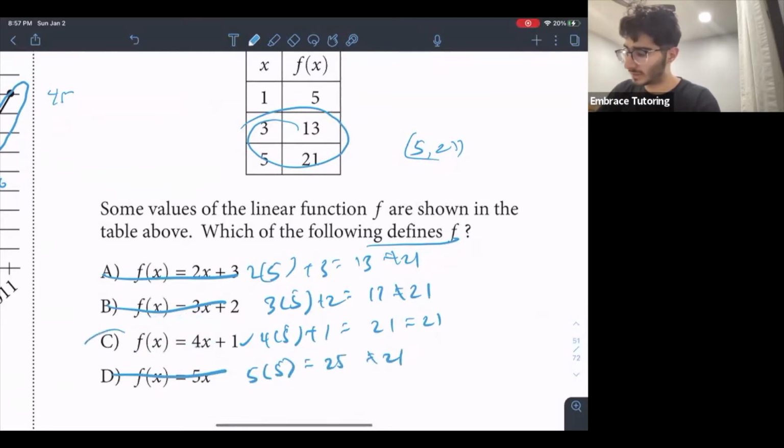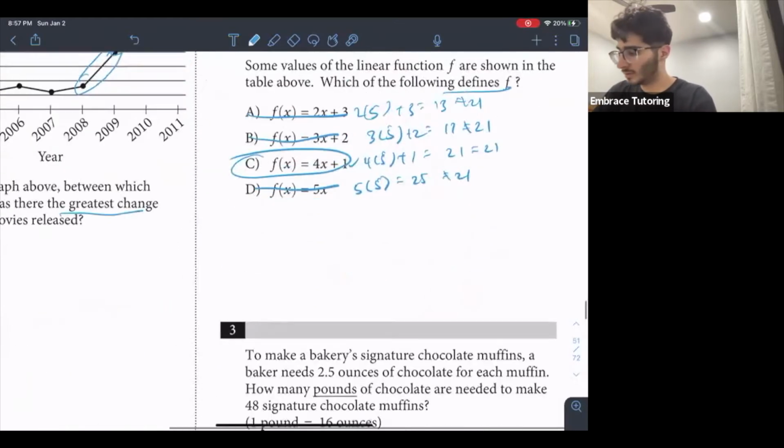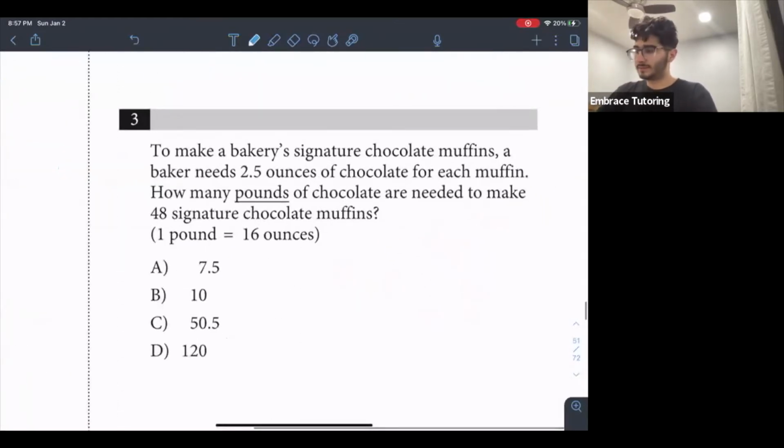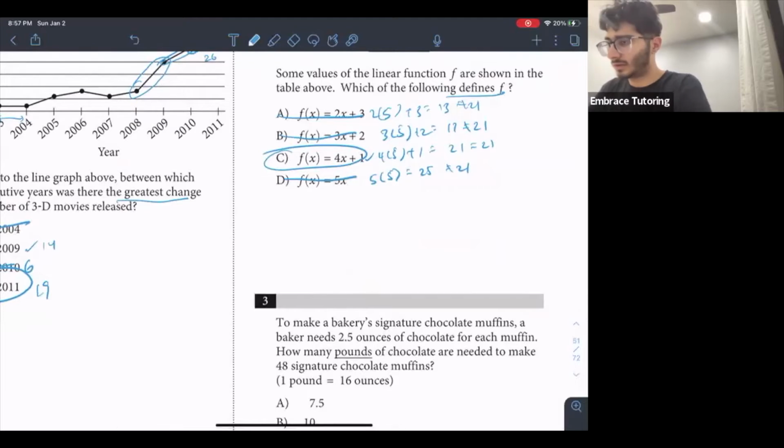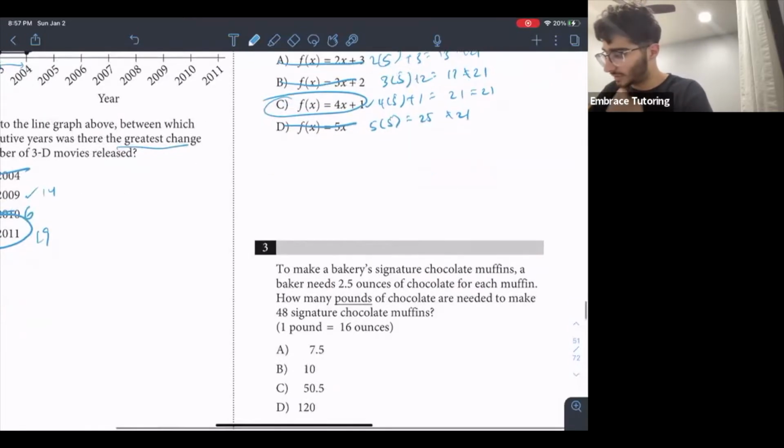We're basically just plugging in and checking. For number 3, third question.